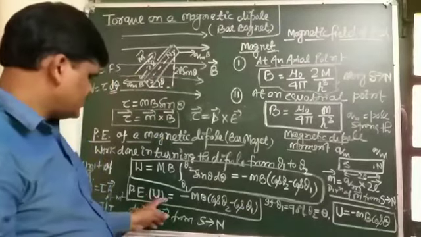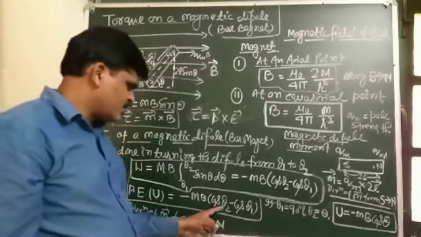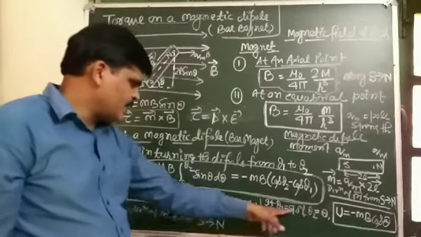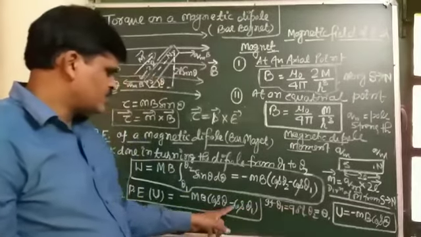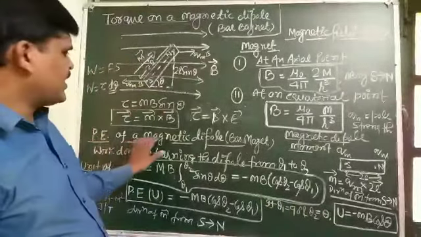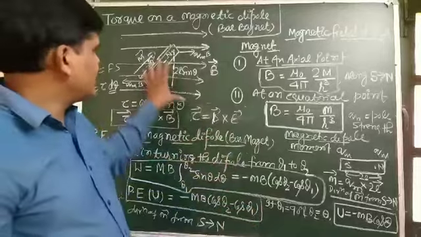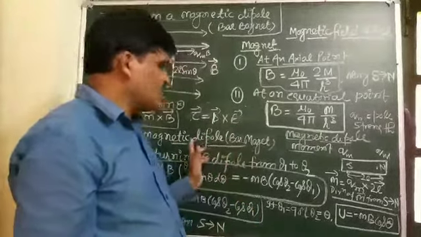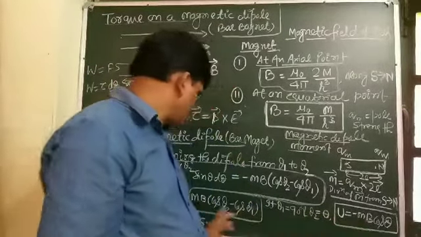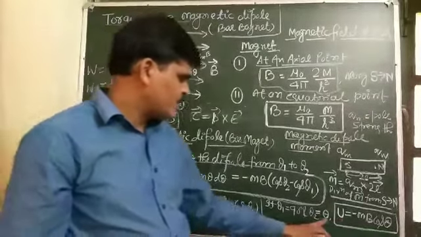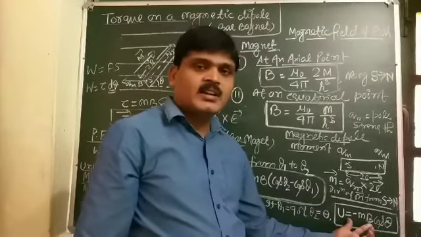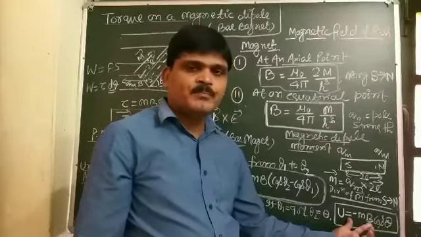So potential energy can be written as minus mB in bracket cos theta 2 minus cos theta 1. This is the formula, and we put theta 1 as 90, and theta 2, that is what? Theta. So cos 90 is 0. So the potential energy of a magnetic dipole in a uniform magnetic field comes out to be minus mB cos theta, this part is 0. So U equal to minus mB cos theta. So this is the potential energy of a magnetic dipole which is placed in the uniform magnetic field.